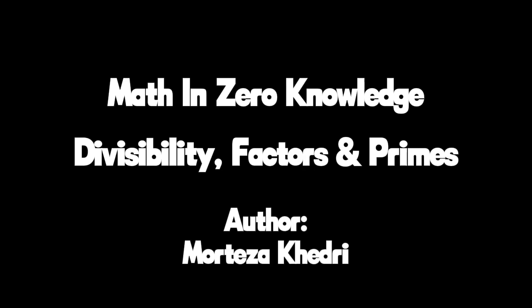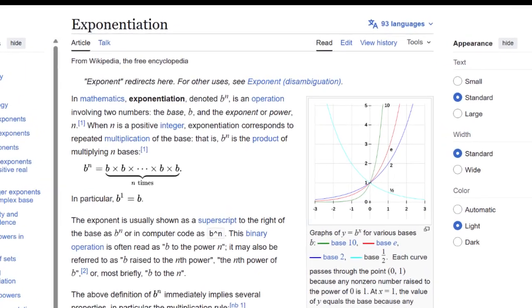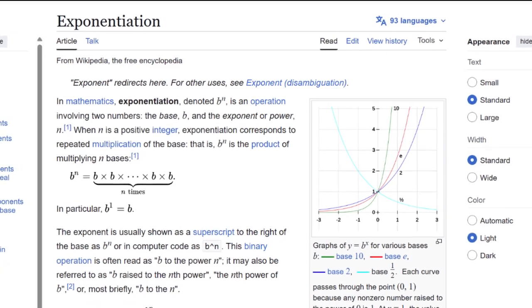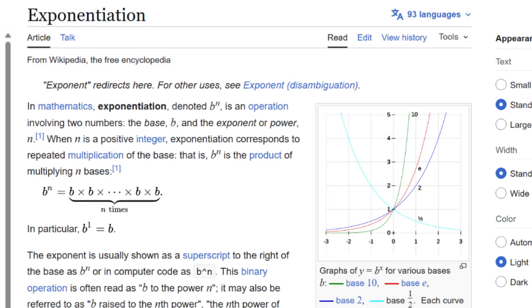Hello and welcome back. In the last two videos, we talked about expressions, values, and how exponents work. Today we are going one level deeper into numbers themselves. We are going to talk about divisibility, factors, and prime numbers. This might sound like basic school math, but at the end of this video, you will see why prime numbers are literally the foundation of modern cryptography, including zero-knowledge proofs.